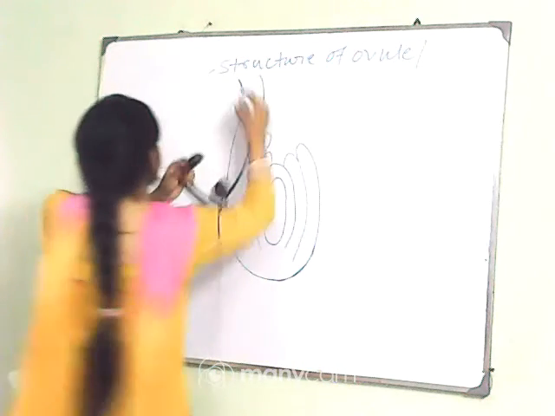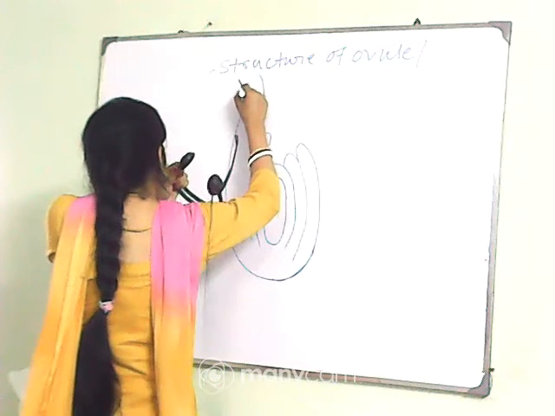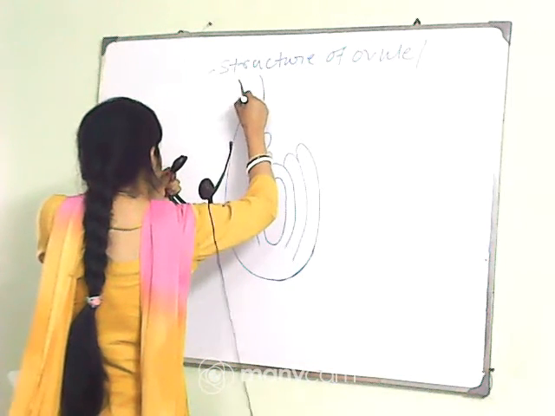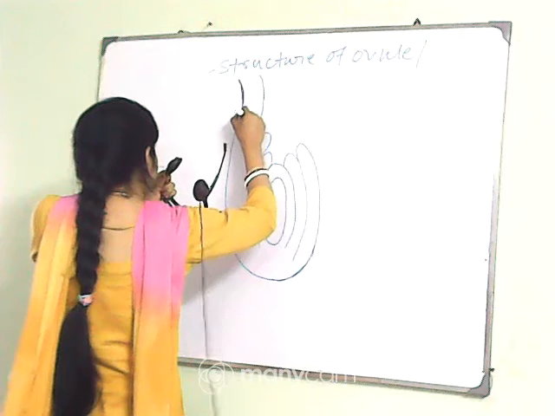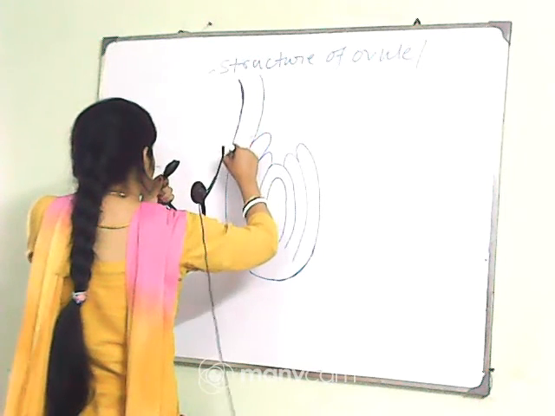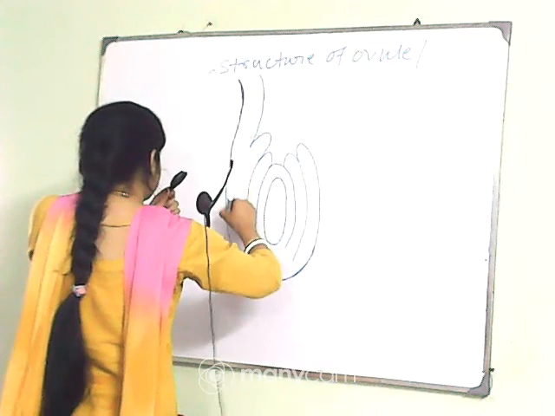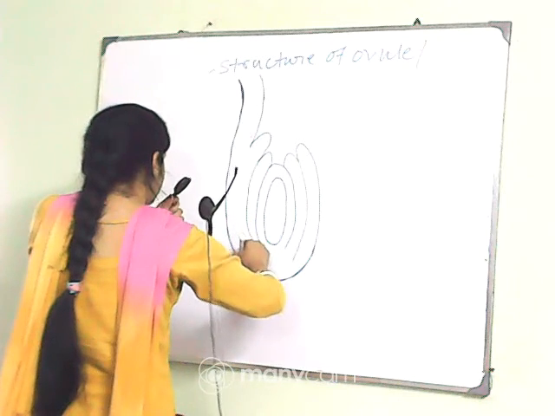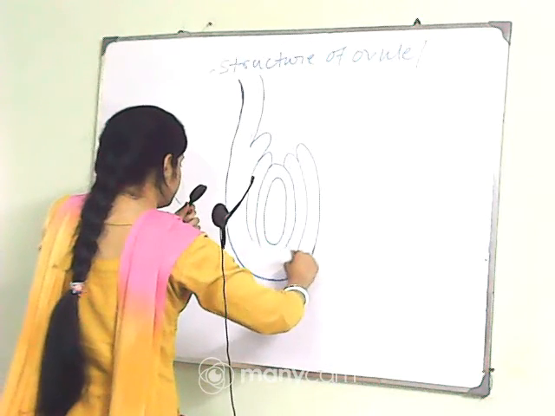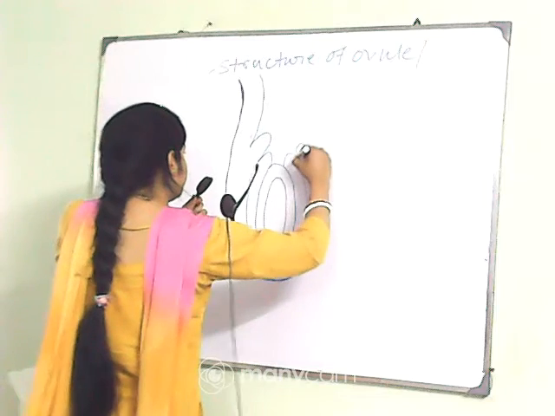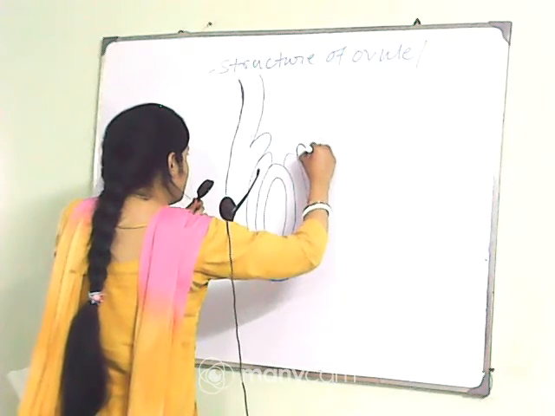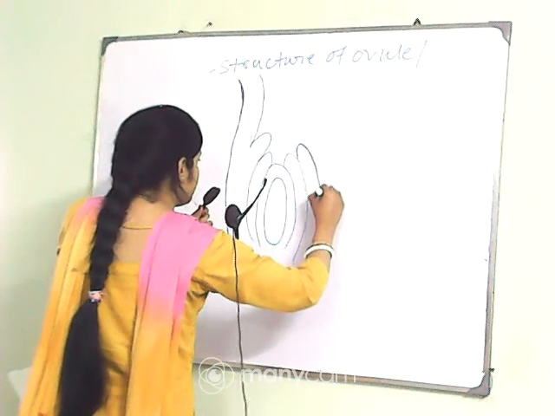Structure of the ovule or megasporangium. Draw this structure, it is very important. From this picture many short questions will come, about the different parts of this ovule: what is this called, what is that called.